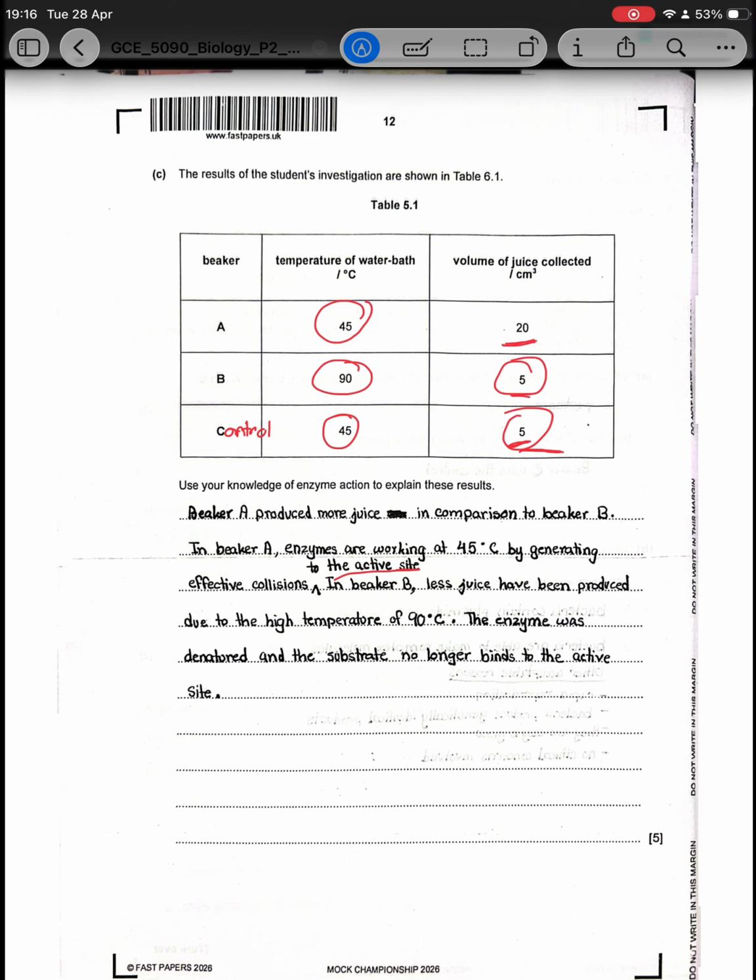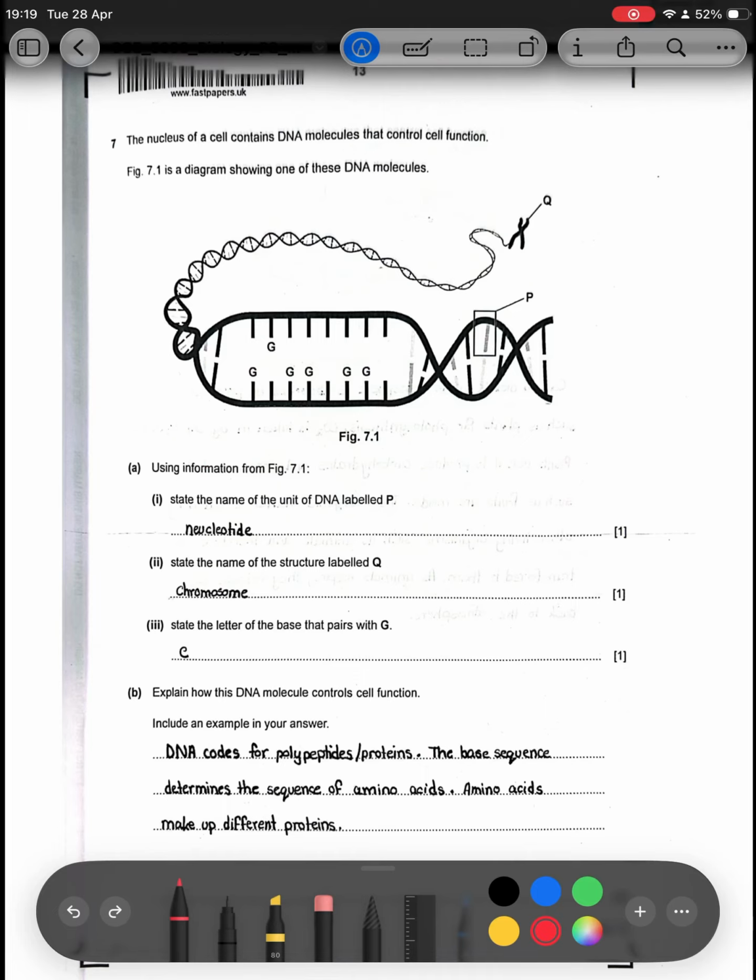So this is due to high temperature of 90 degrees Celsius, and the enzyme was denatured and the substrate no longer was able to bind to the active site. So this is why the control was important, to show the effect of temperature and the enzyme. The enzyme's optimum temperature was probably 45 and 90 was too high, so barely anything was produced. And in control, there was no enzyme activity, so this was also fine.